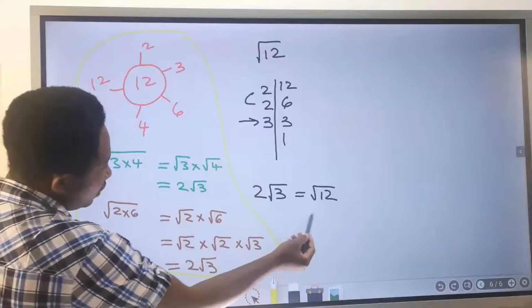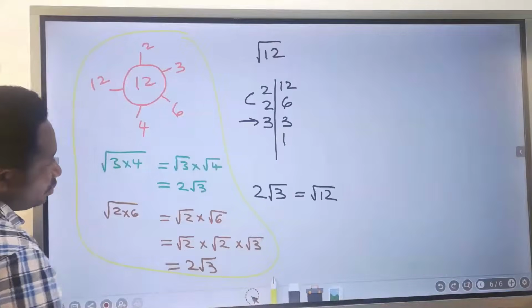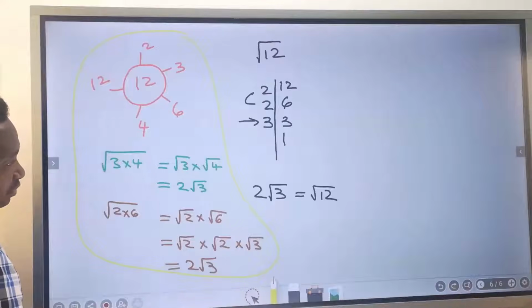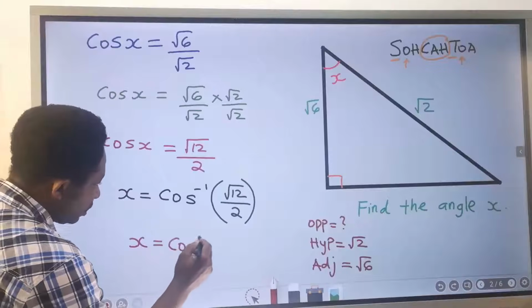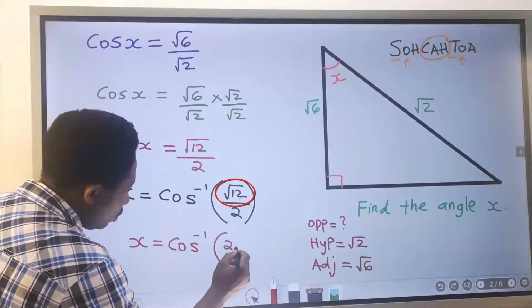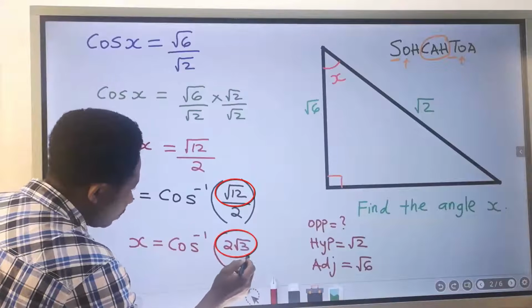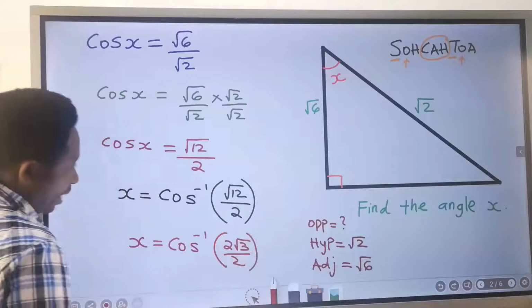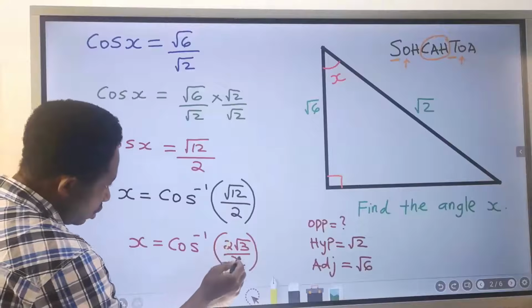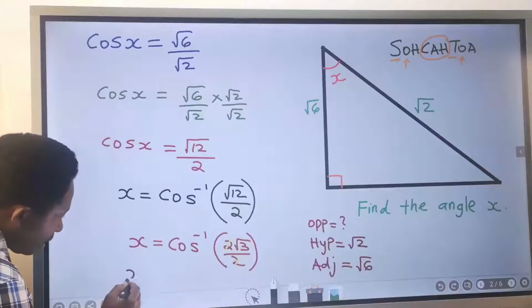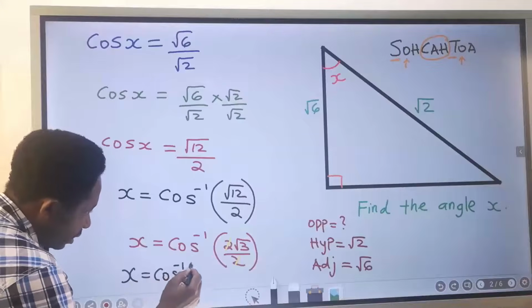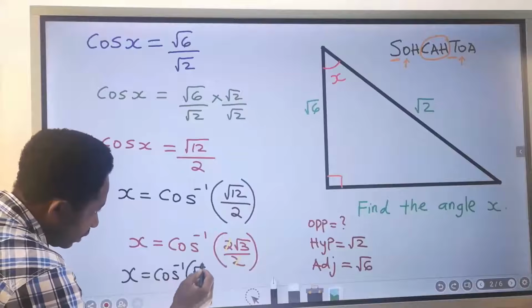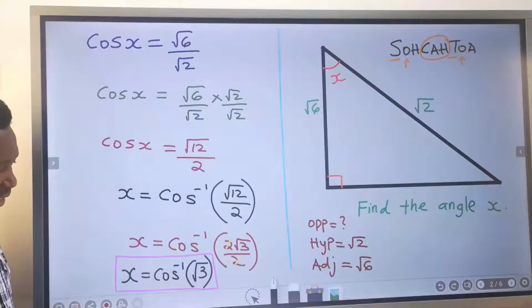But in place of the square root of 12, I'm going to have 2 multiplied by the square root of 3. And our x becomes the cos inverse of 2 multiplied by the square root of 3 divided by 2 in bracket. Next, we take away these 2. And our x becomes the cos inverse of the square root of 3, leaving your answer in surd form without the use of calculator.